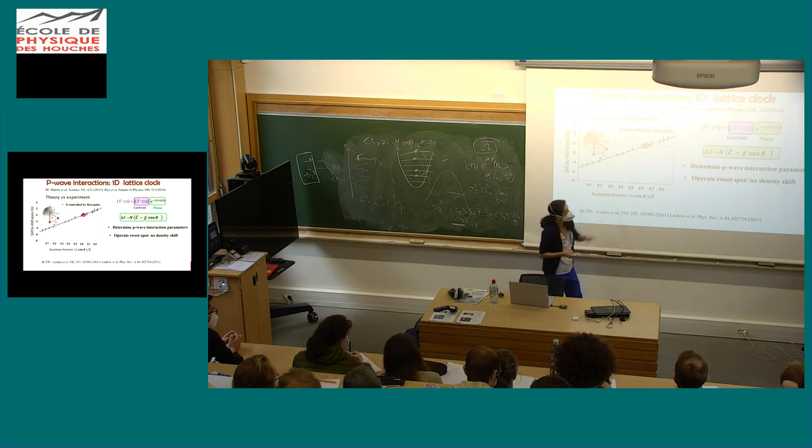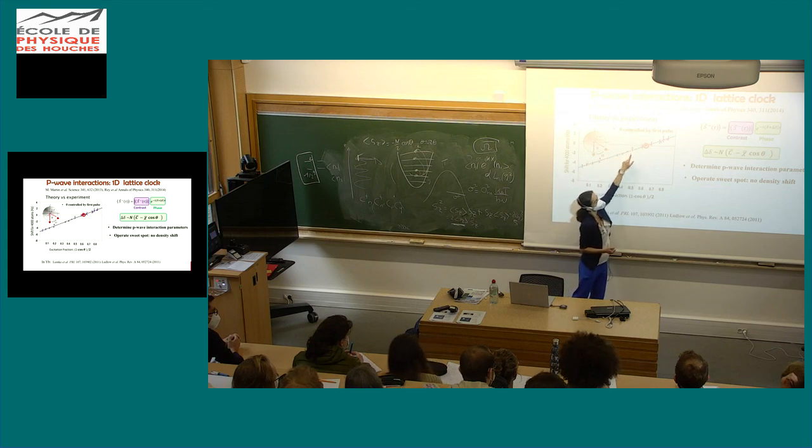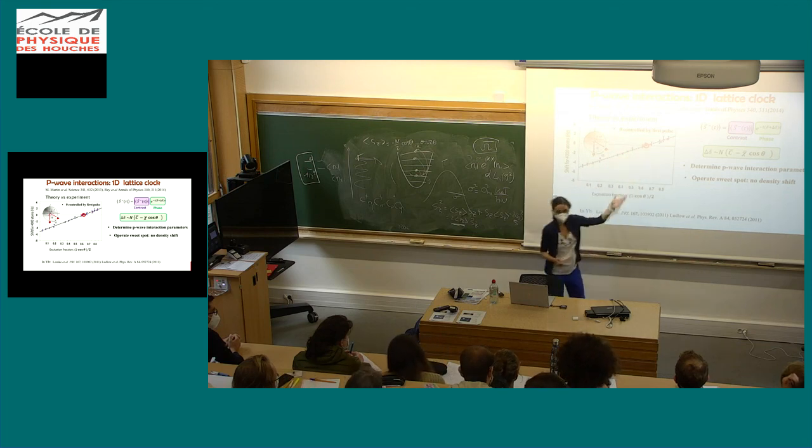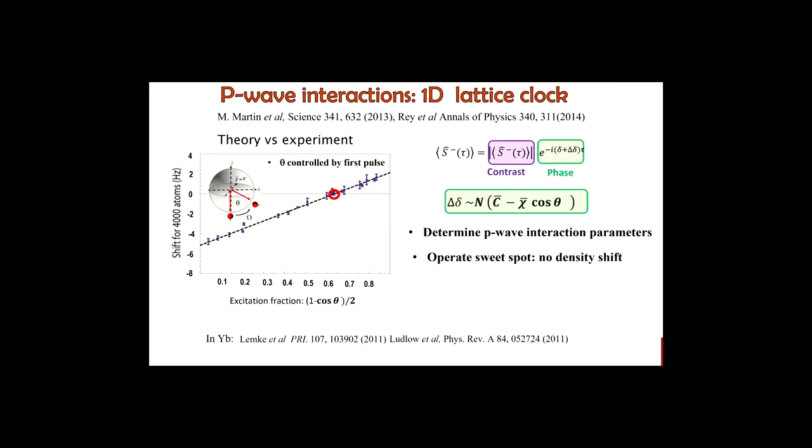So not only were we able to operate the clock at this spot, but second, by mapping the slope and the zero crossing to what the clock measured, we were able to determine the P-wave interaction parameters that we didn't know before. And as I mentioned last class, computing these P-wave scattering volumes by first principles is impossible for strontium 87. It's really hard. But by measuring this, we were able to determine the value.